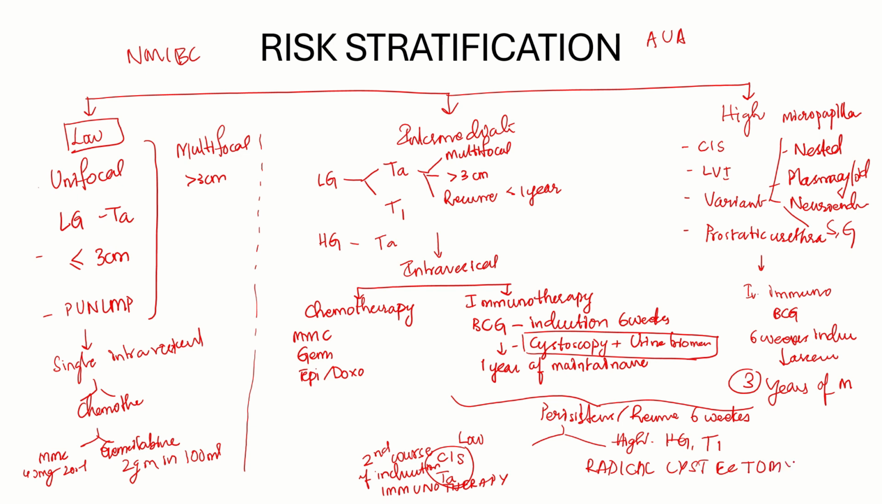So now what are the indications of repeat TURBT? The indication for repeat TURBT within 6 weeks of initial TURBT is presence of high-grade lesions. That is high-grade TA tumors less than or equal to 3 centimeters or any high-risk group, that is presence of carcinoma in situ, LVI or variant histology. You do a repeat TURBT to restage these tumors, because in these patients there can be progression.